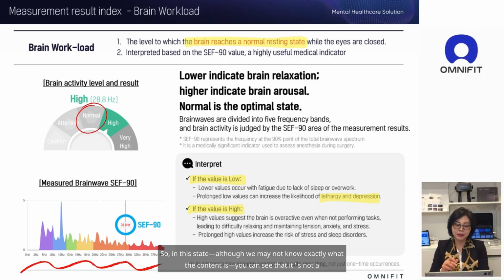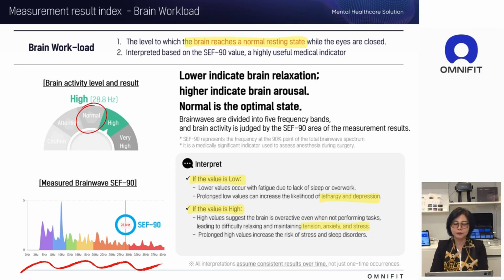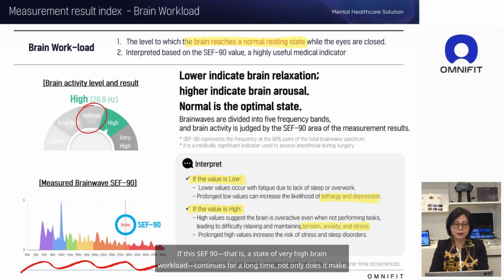So, in this state, although we may not know exactly what the content is, you can see that it's not a comfortable or relaxed state, but rather a very tense, anxious, or stressed state. If this SEF 90, that is, a state of very high brain workload, continues for a long time, not only does it make you more vulnerable to stress, but it can also cause sleep disorders and even severe headaches like migraines.